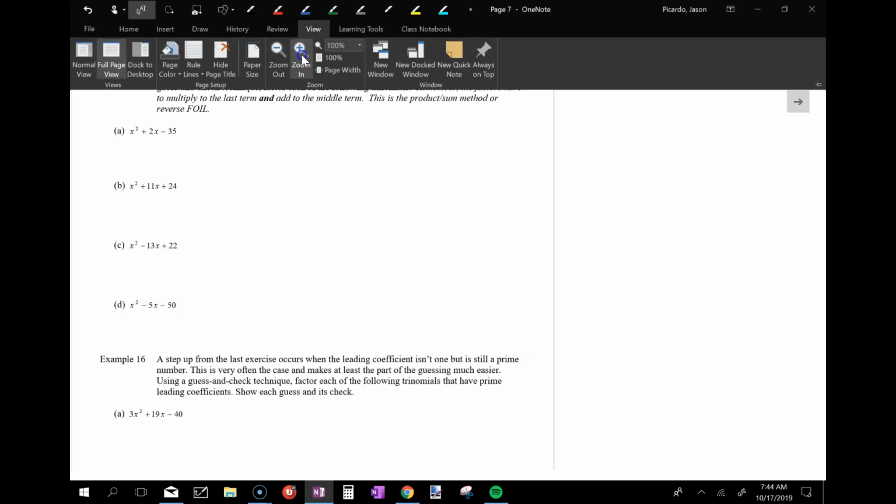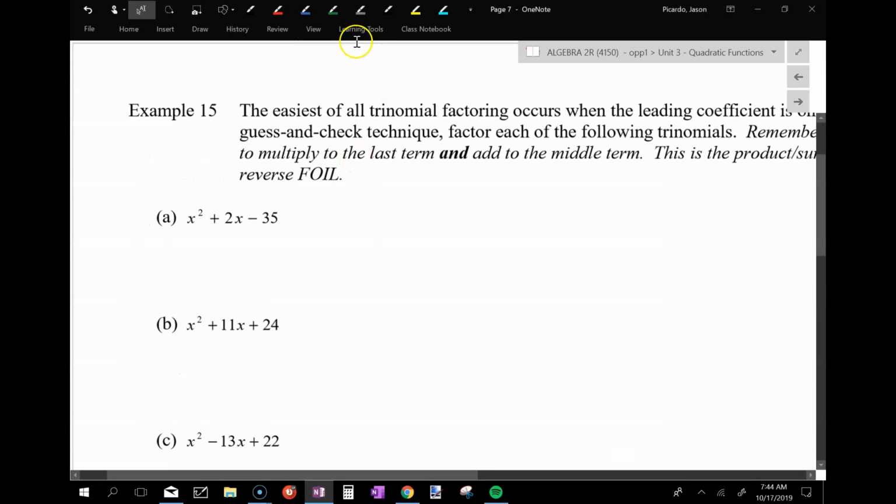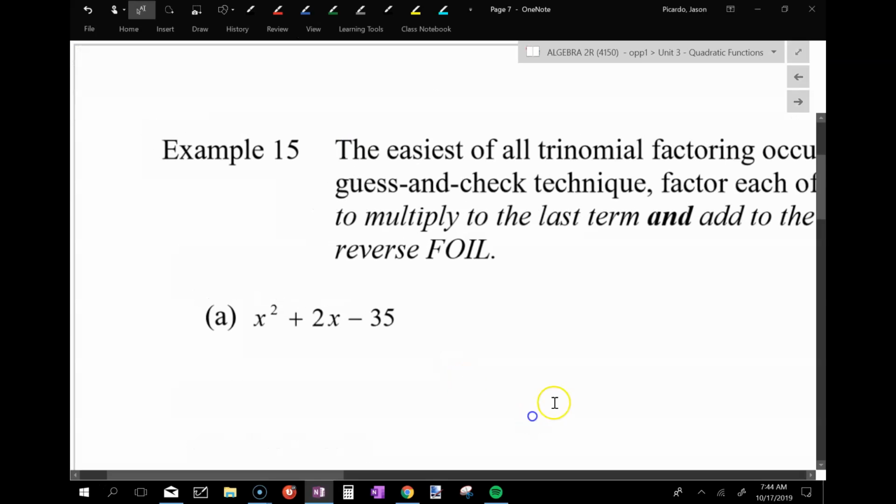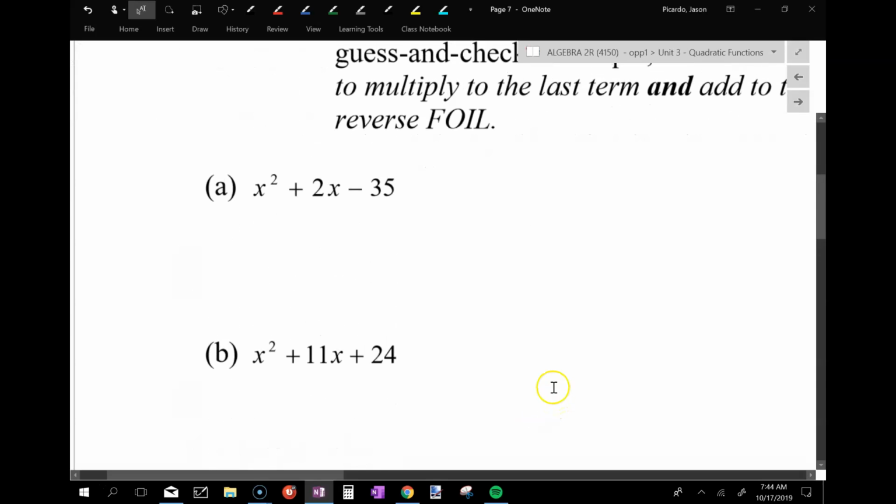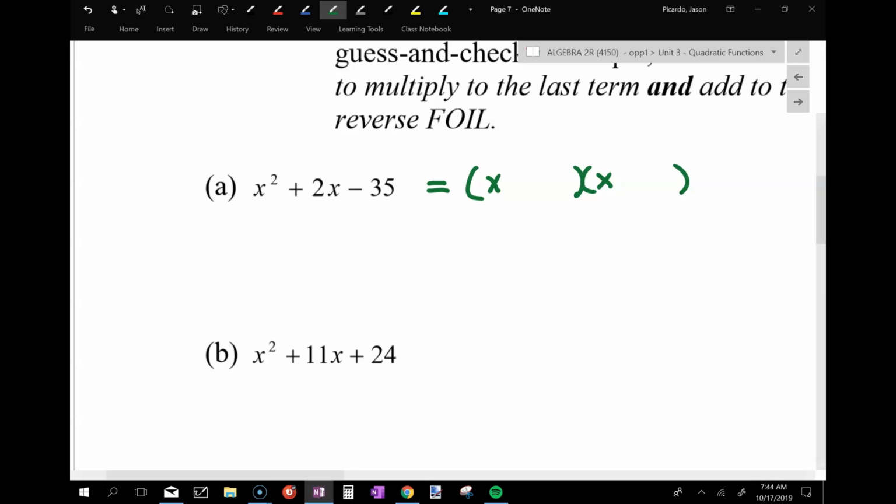All right, well, here's the thing, guys. The easiest problems to do are the ones where the x squared term is a 1, right? Because if this x squared term is 1, do I really have to worry about there being all that many options? Do you guys agree? There's no doubt about it that this problem is going to start off with an x and an x. That is surefire, guaranteed, no doubt about it.